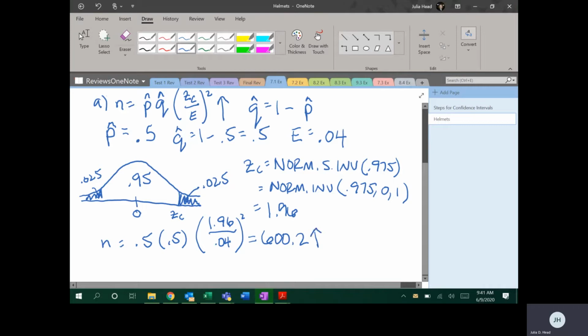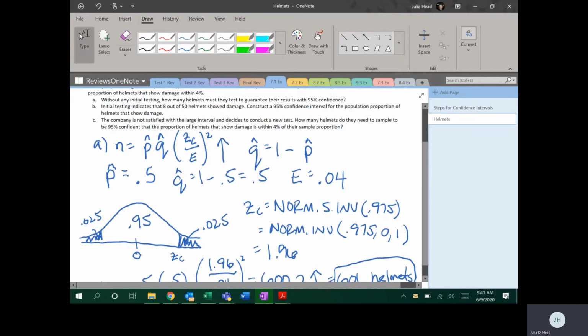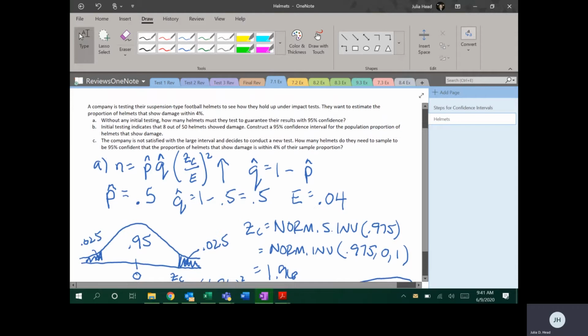But remember, we are supposed to round this up. So this is 601 helmets. Okay. Now, depending upon what you're doing, this could be a problem because that's 601 helmets that you're going to have to basically waste. You may not be able to sell those after you put them through impact test. So the company may decide, 601 was too much. So they said, well, forget that.